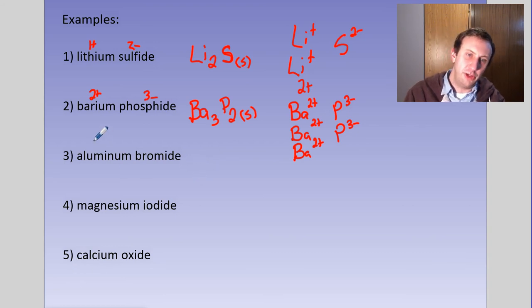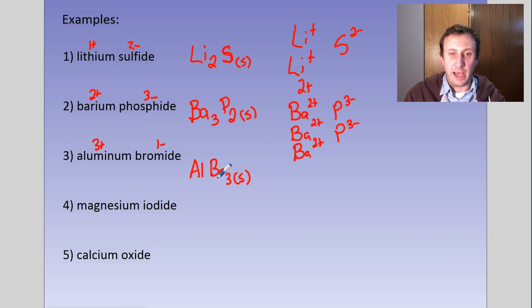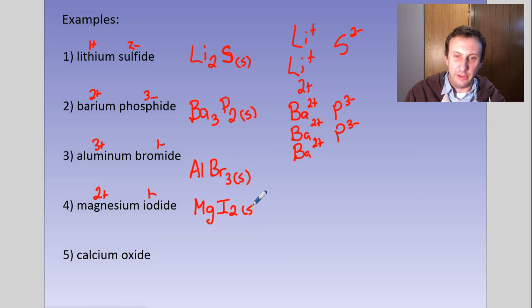So I've got aluminum, which has a charge of 3 positive, bromide 1 negative. So this will work out to AlBr3 solid. Okay, it meets up at 3. I don't need to put a 1 on aluminum because if I wrote it down, I have at least 1. Magnesium oxide is 2 positive, iodide is 1 negative. So I work out to MgI2 solid. Okay, again, meets up at 2.